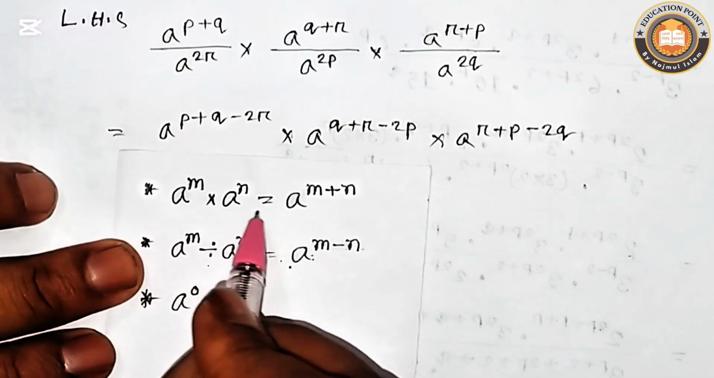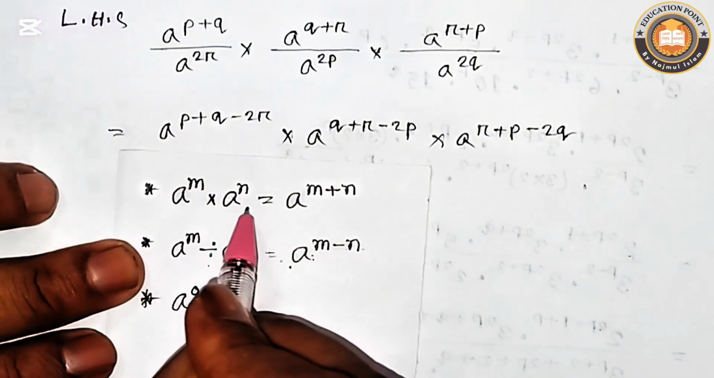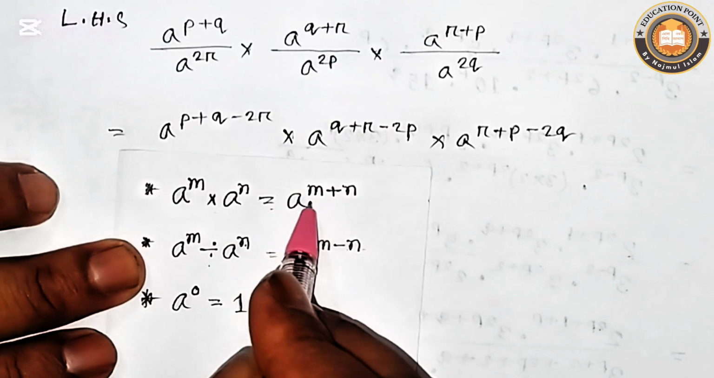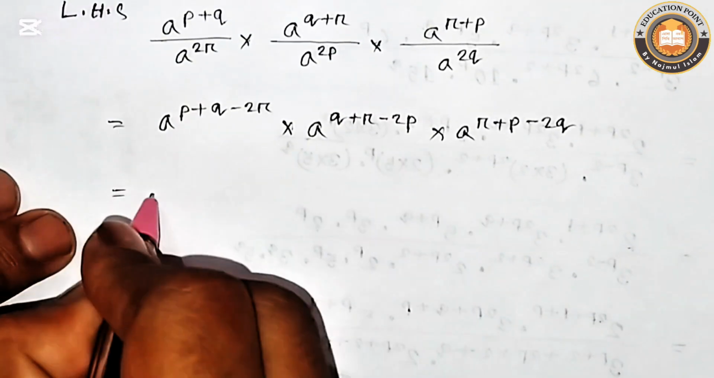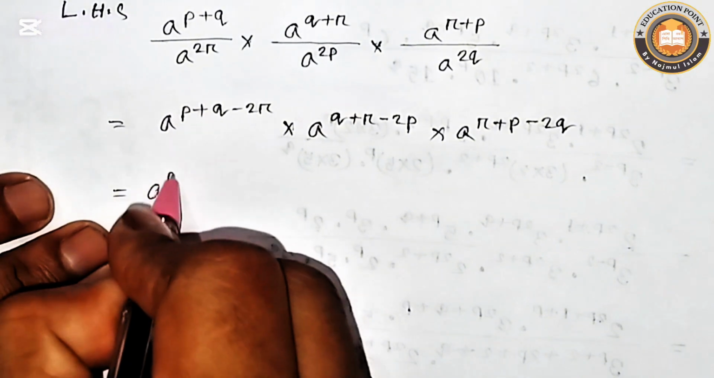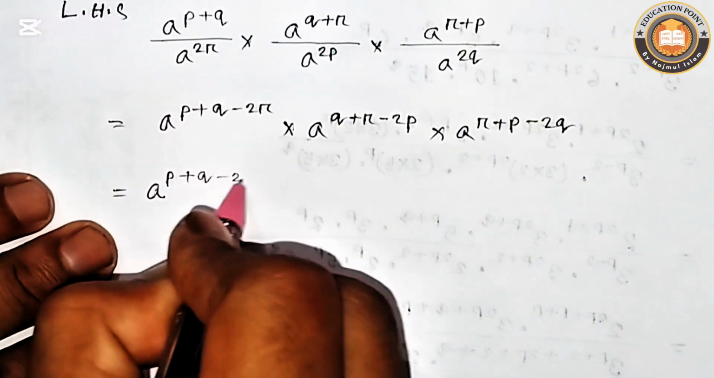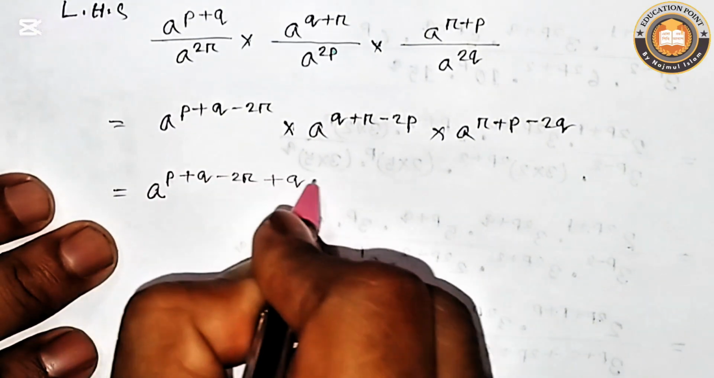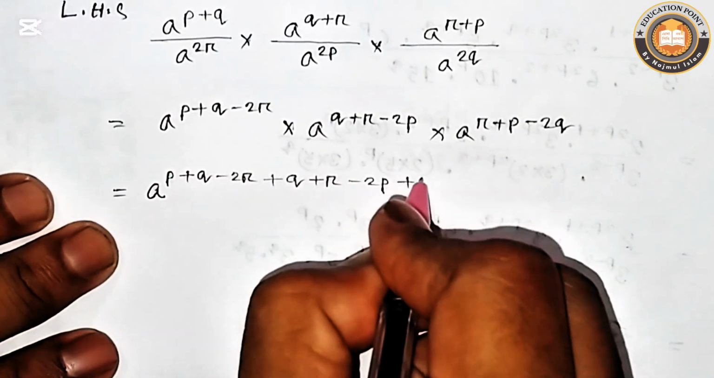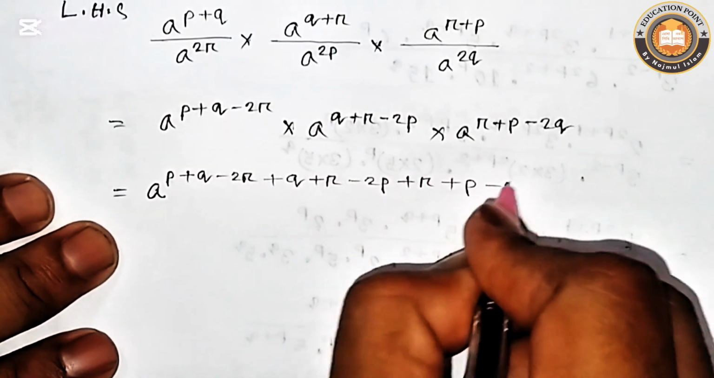Now we will apply the index law of multiplication. That means a^m into a^n equals a^(m+n). Here, similar base a, so their powers will be added. p plus q minus 2r plus q plus r minus 2p plus r plus p minus 2q.